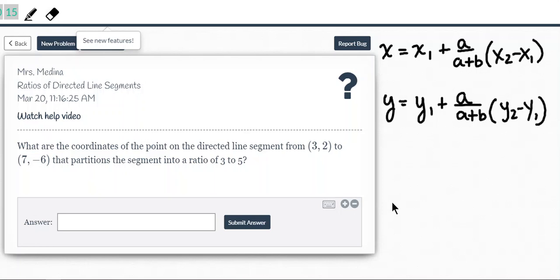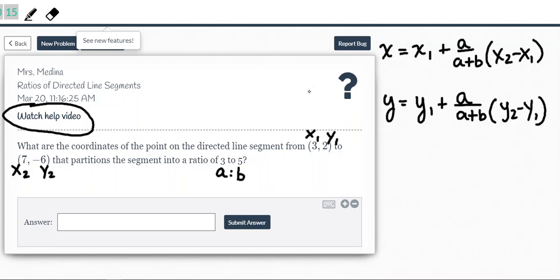Okay, so in this problem from Delta Math, ratios of directed line segments, it says, what are the coordinates of the point? Remember, you can always watch the video to help you. What are the coordinates of the point on the directed line segment that starts at (3, 2) and goes on to (7, -6)? Since it starts here, that's your x1 and your y1. It ends here, so that's x2, y2. And this point partitions the segment into a ratio of 3 to 5. So they're literally telling you that that's your little a and that's your little b.